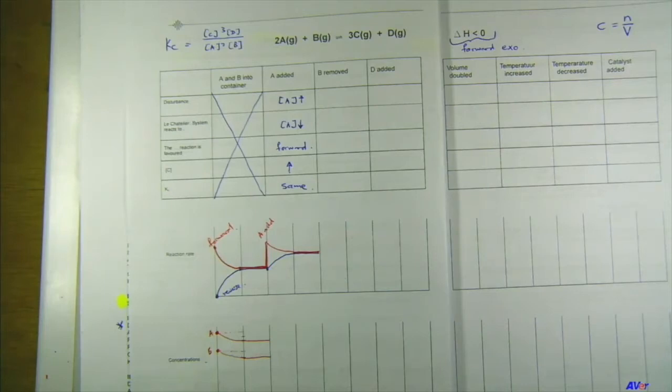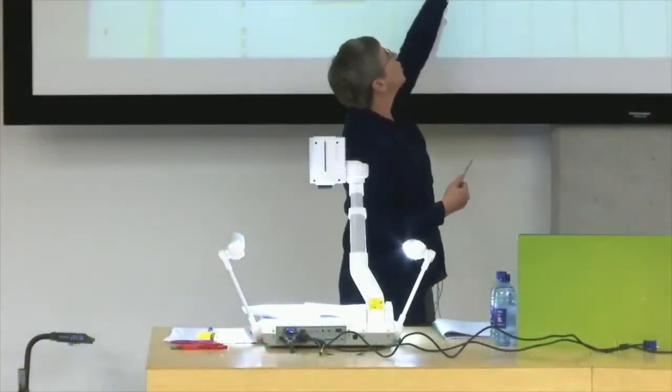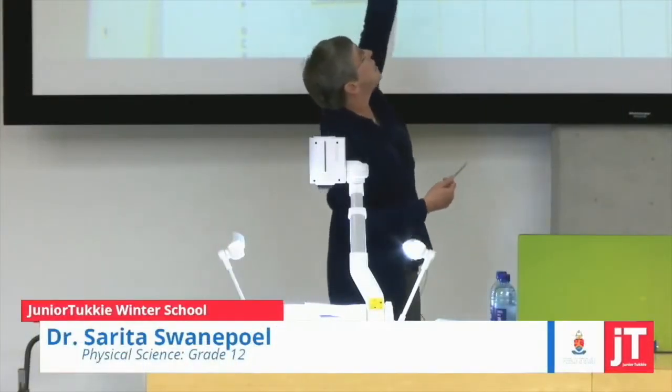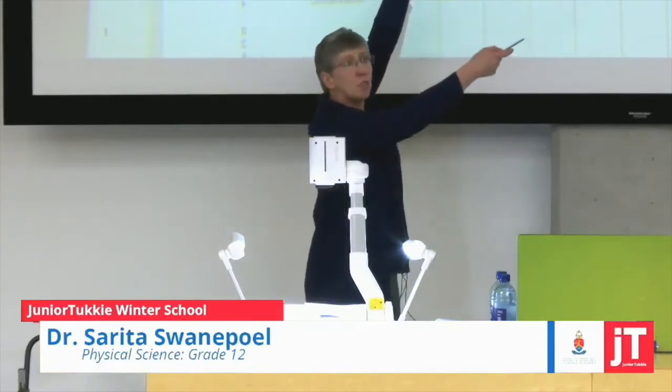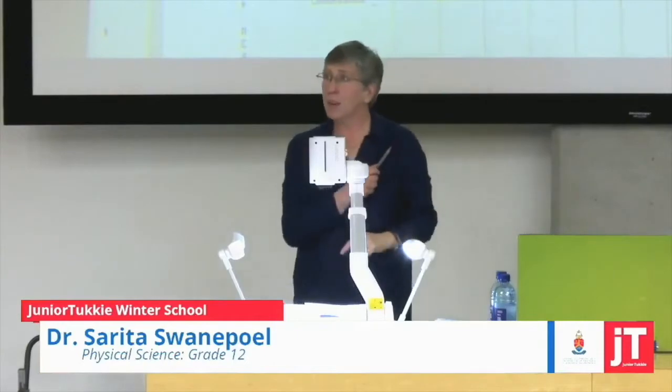Right, so what we had here, we added A. Adding A made the forward reaction faster. So at that moment, the forward reaction is faster. But because it's faster, it's producing more product, and eventually you'll have less A and B, that's going a little bit down. You have more C and D, that's going a little bit up, and you get a new equilibrium. Now let's go to the bottom one.